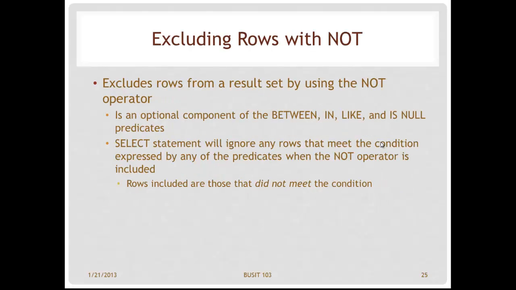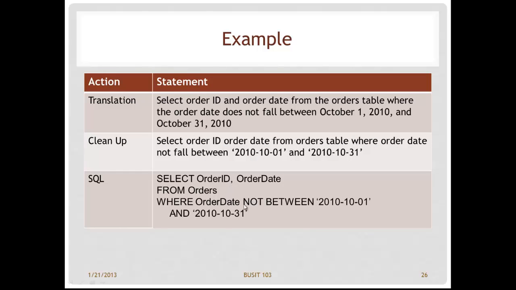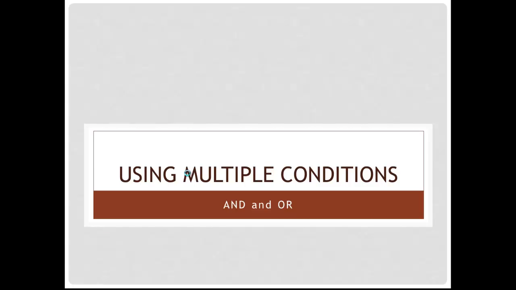So using not, sometimes it's much easier to tell the database what you don't want rather than it is to tell it what you do want. For example, if you want a list of all of the cities where your entertainers live, except Seattle, it's much easier to say not Seattle than it is to say Auburn, Tacoma, Renton, Kent, keep going on and on and on. It's easier to say sometimes that you don't want something other than to tell it what you do want. Here's an example. I want everything where the order date is not between these two values. Using multiple conditions and or.